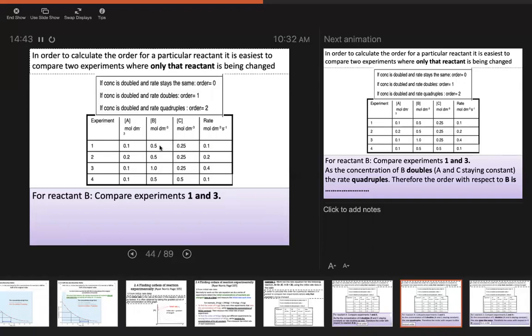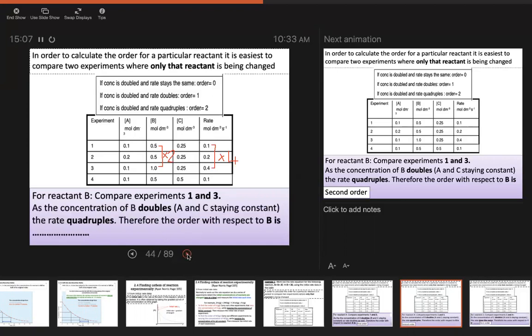So let's see. Experiment 1 and 3. The concentration of B goes from 0.5 to 1.0. That's also doubling. It goes up by 2. What can you say about the rate? It quadruples, it goes up by 4. So what can you say about the order of reactant B? Second order, that's right.